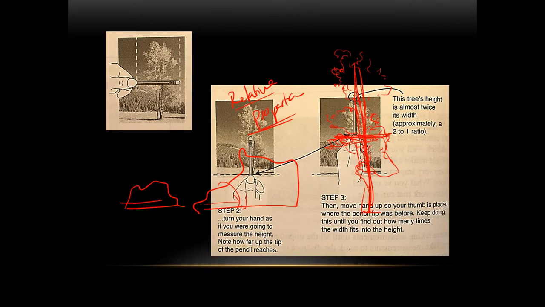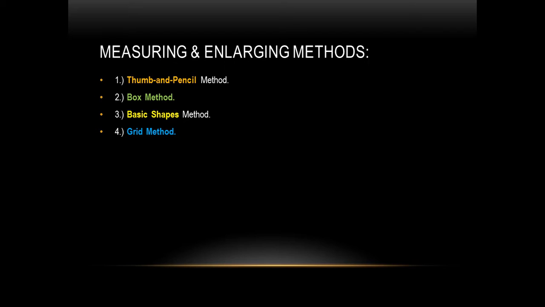You can use relative objects to assess the size of rocks that are sitting adjacent to one another like this. This rock is about half as big, a little less than that. It's like that big. That's relative sizes. That's the thumb and pencil method. We talked about that. Now, the box method is interesting.